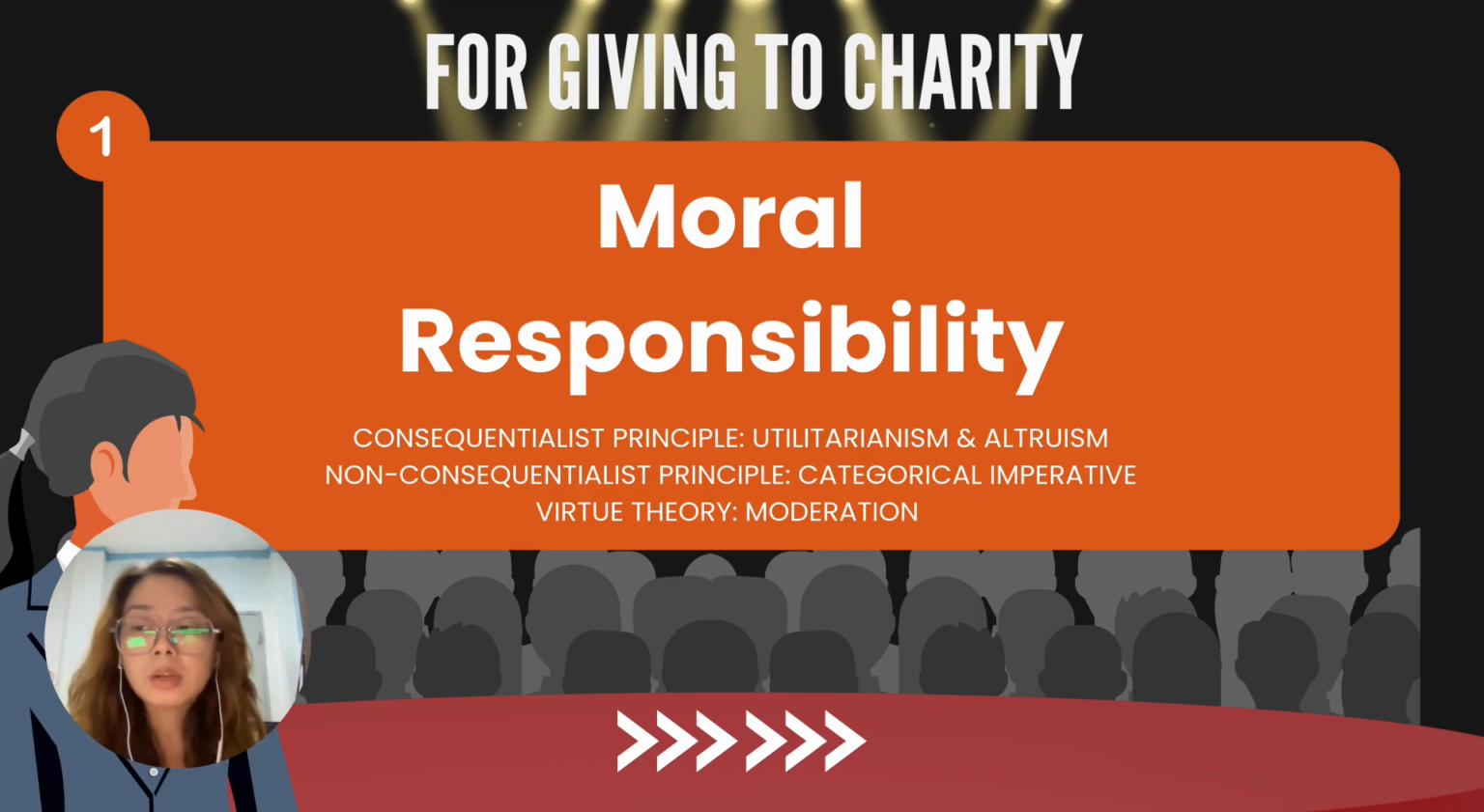Second one is the non-consequentialist principle, wherein the perspective of the categorical imperative, the golden rule, and the idea of treating others as you would wish to be treated. This is reflected in the emphasis on empathy and compassion. And the third is virtue theory under the moderation perspective, by balancing personal needs with the needs of others. This is seen in the promotion of responsible giving and effective altruism.